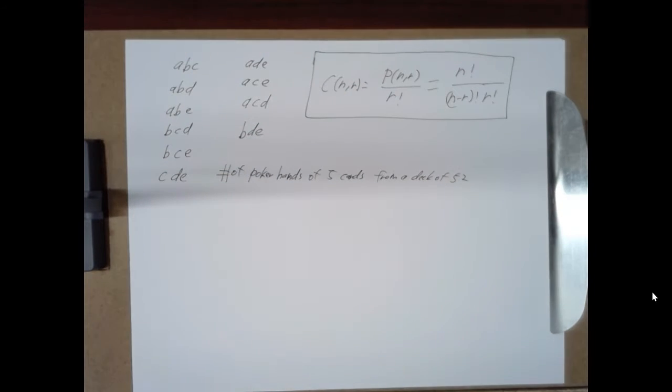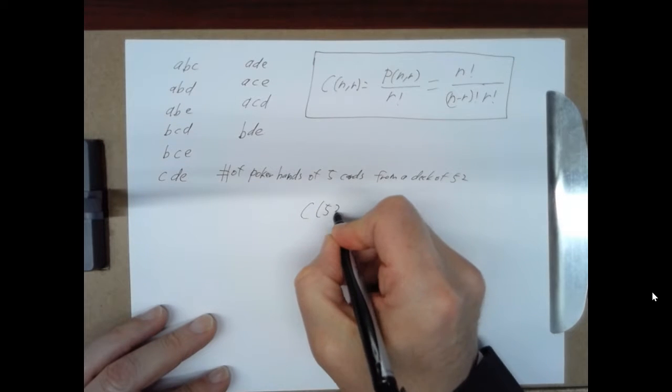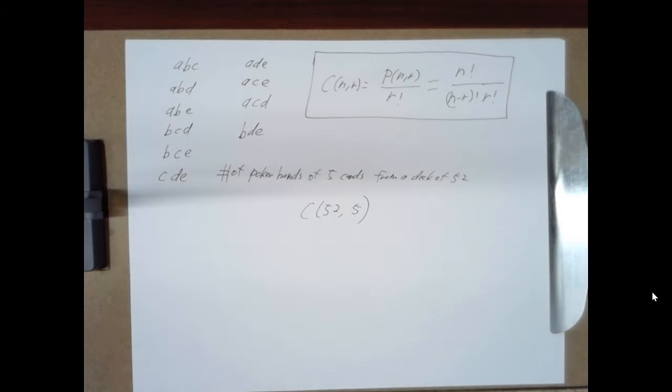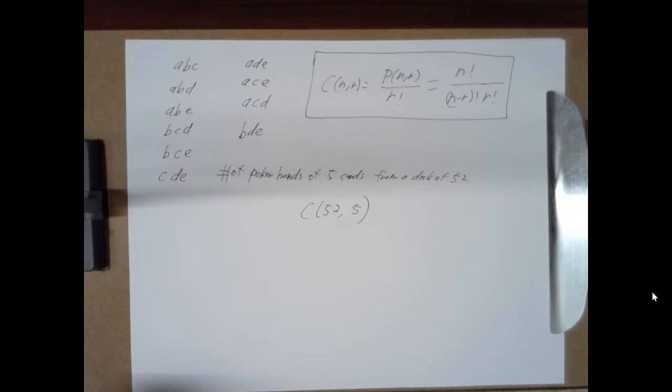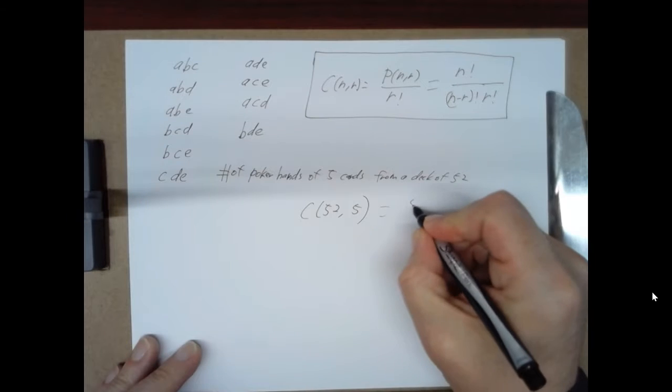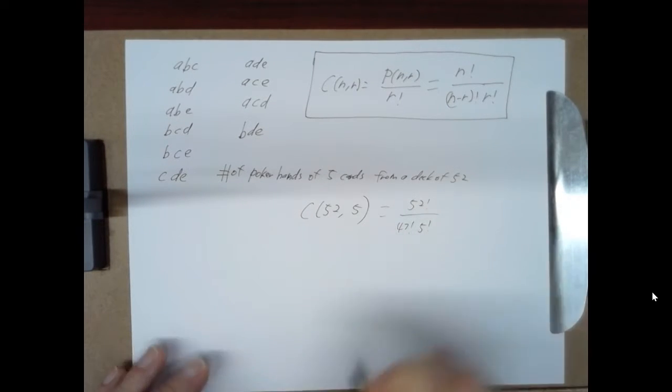So the number of 5-card poker hands from a deck of 52 cards is just going to be C(52,5). Because if you have these 5 cards, it's the same as if you change the order of them in your hand. It's the same hand of 5 cards. So the order does not matter. So it's a combination, the number of 5 combinations of 52 things, which is 52 factorial over 47 factorial times 5 factorial.